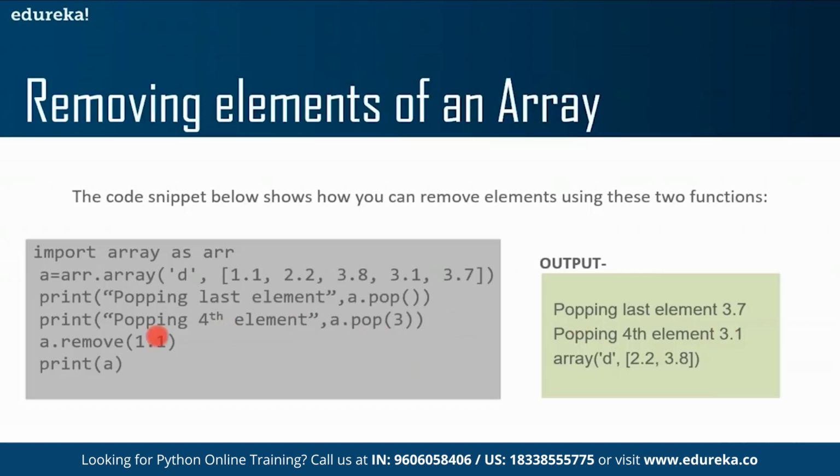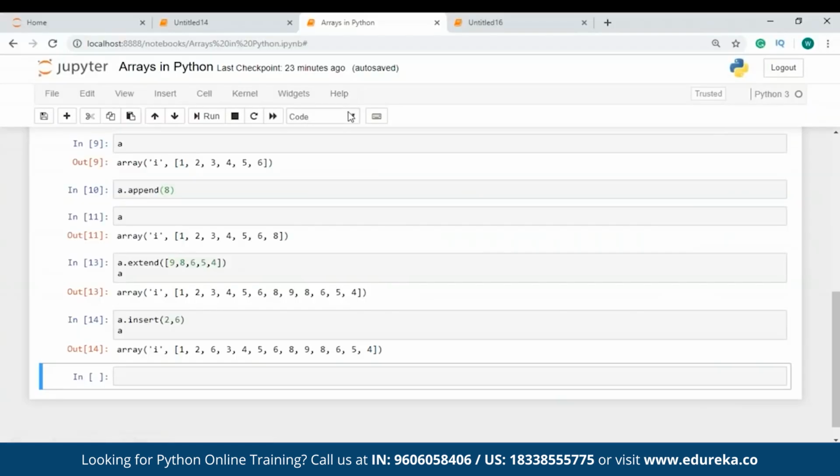After that, I've used the remove function. Like I've told you before, the remove function takes one parameter, which is the element to be removed. And you can see in the output that the remove function has not returned any value. After that, I've printed my array. And you can see all the values that are removed using these two functions are no more present in the array A. Now let's go to our Jupyter notebook and do the same.